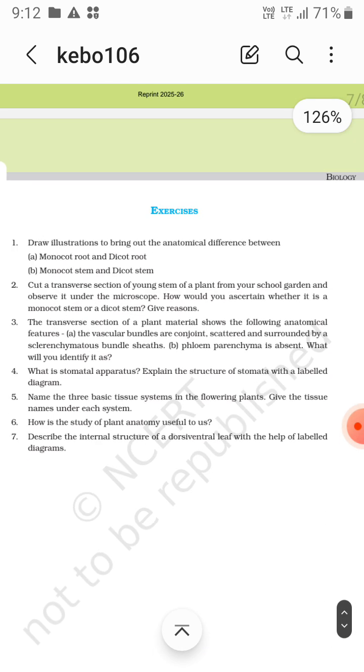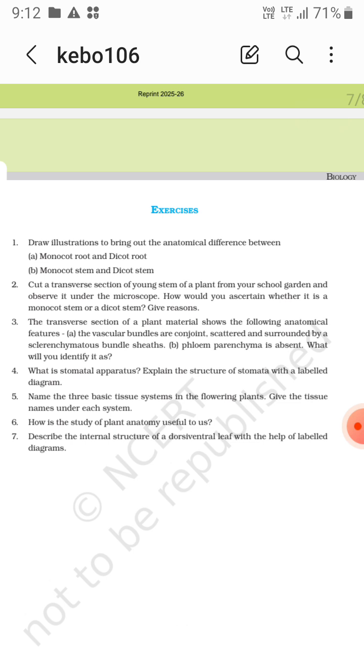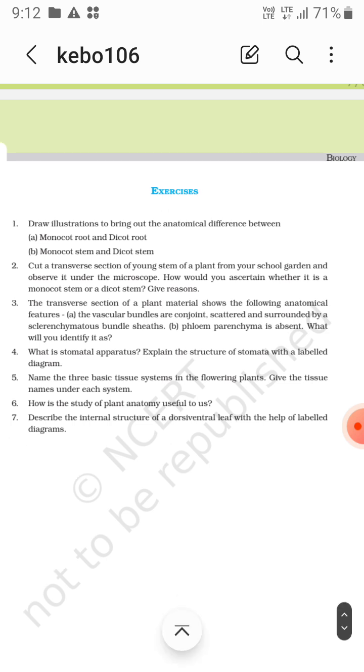Now the exercise: draw illustrations to bring out the anatomical difference between monocot root and dicot root, monocot stem and dicot stem. Guys, I can tell one difference: monocot root is in the polyarch condition, and dicot root has 2 to 4 xylem bundles. In the stem, the hypodermis is made up of collenchyma in dicot stem, and sclerenchyma in monocot stem.